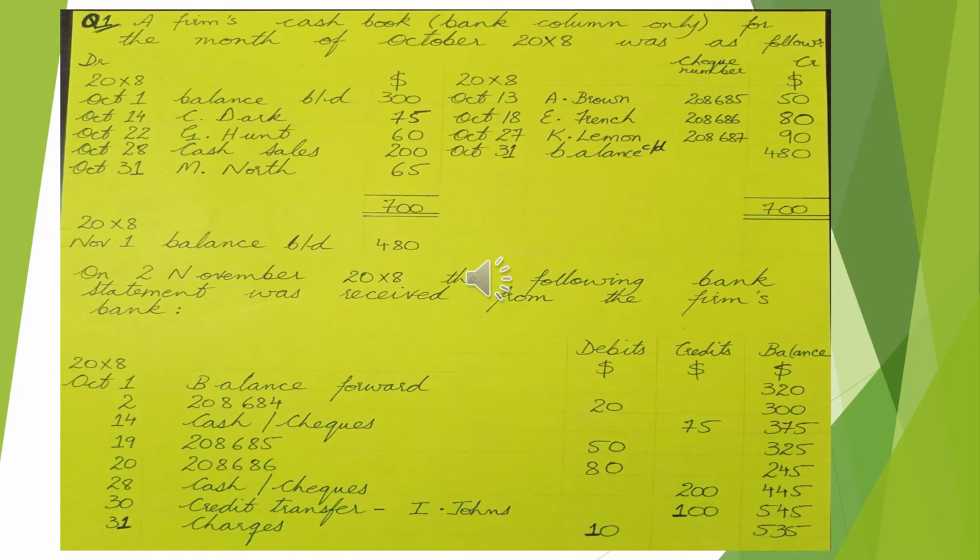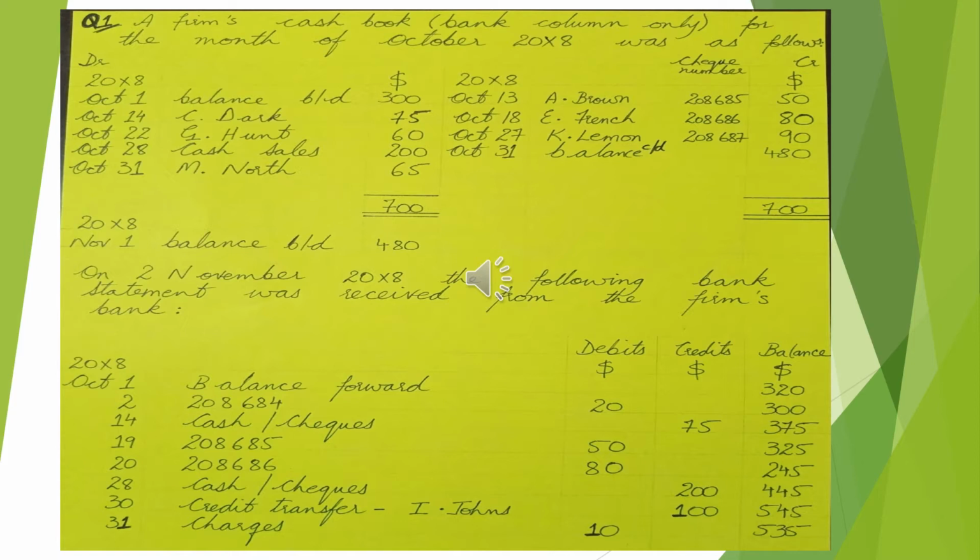Right, so this is another question of bank reconciliation statement. I hope we all have done the first one and we have all understood the first question of the bank reconciliation statement. Let me read out this question to you all. A firm's cash book bank column only for the month of October 2008 was as follows.